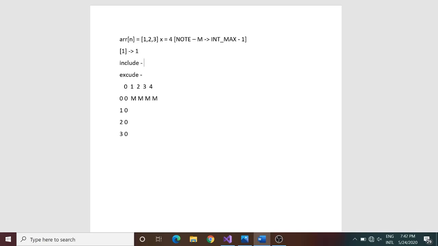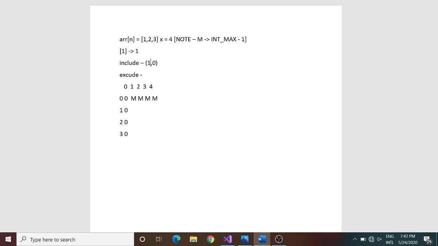So if I include the denomination, then what would I be doing? I would be subtracting the value of the denomination from the intended amount. So what would I be subtracting from the intended amount? The current denomination. What is my intended amount? That's 1. What is my current denomination? That's 1. So what would I be left with? I would be left with an amount of 0.